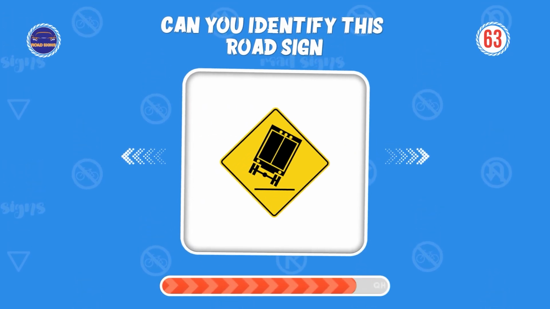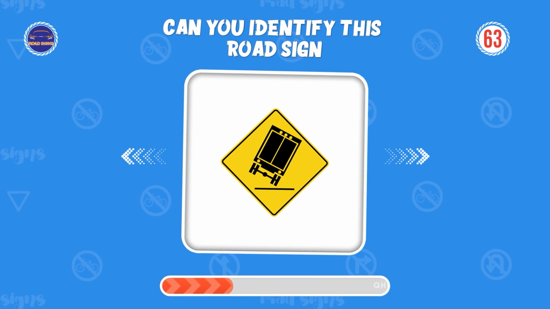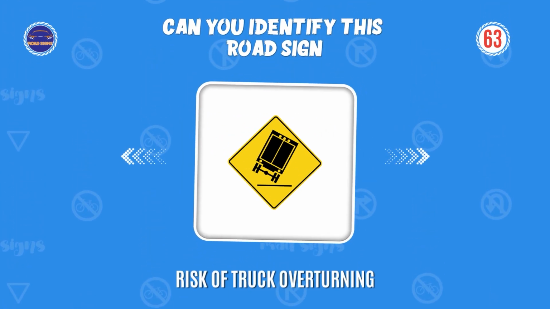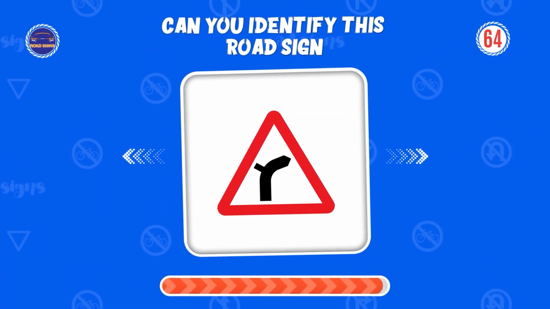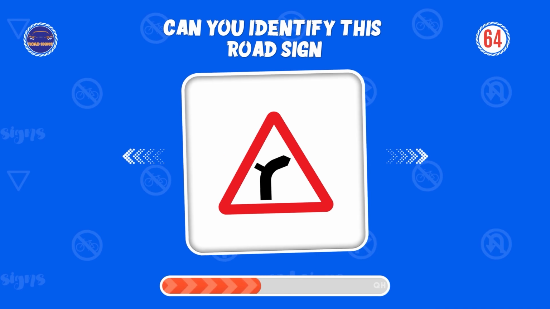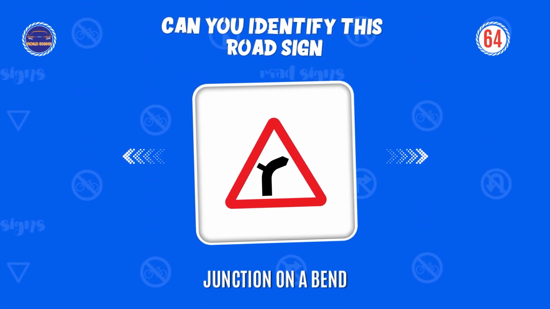What risk does this sign alert truck drivers to? Risk of truck overturning. What does this sign indicate about the road ahead? Junction on a bend.